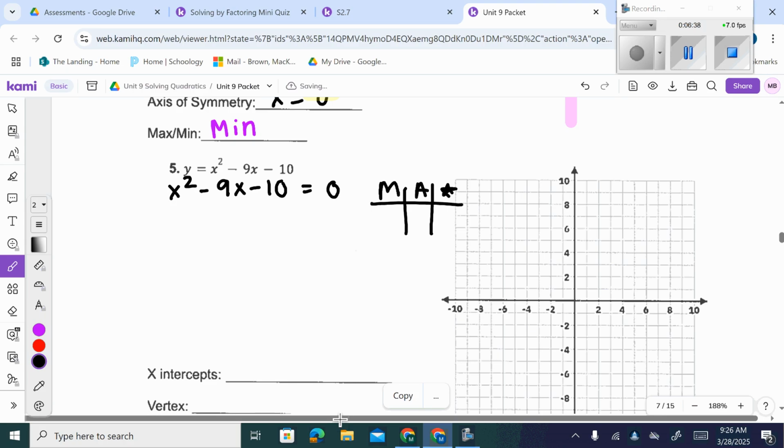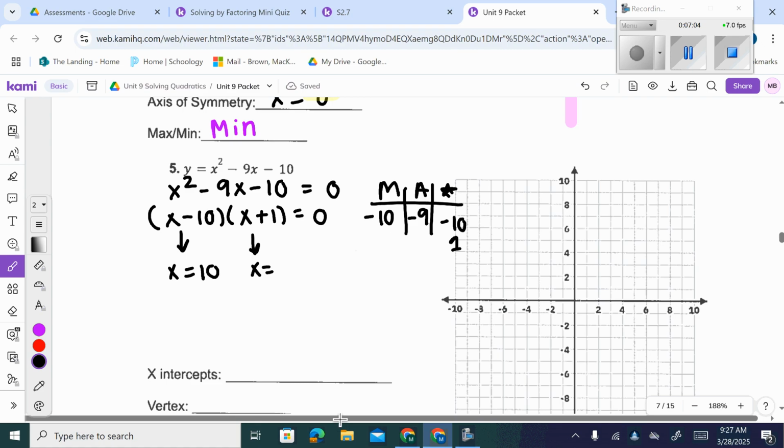What are we multiplying to? What are we adding to? All right, what multiplies to negative 10 and adds to negative 9? Negative 10 and positive 1. Okay, so now, are those your answers? The opposite. So you have to do x minus 10 and x plus 1 equals 0. This guy's going to give you x equals 10, and this guy's going to give you x equals negative 1. We okay with that? So those are your x-intercepts, 10 and negative 1.